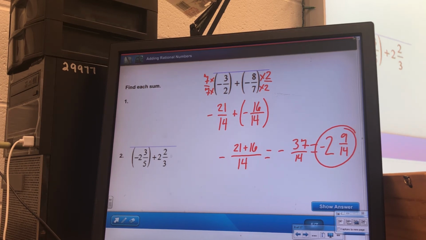So quite a bit of work, but really on this one, there's nothing really new other than the two negative signs. And you would do the same thing you would have done if they were both positive. The answer is just going to be negative on this one. Okay.